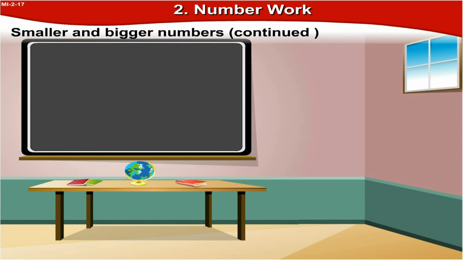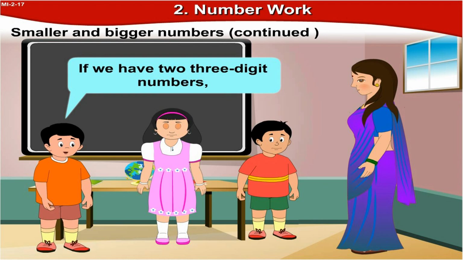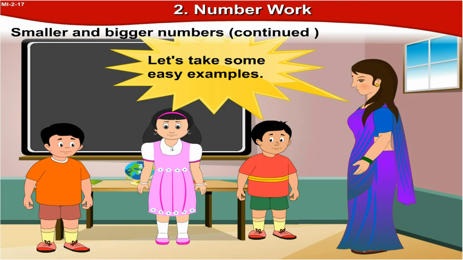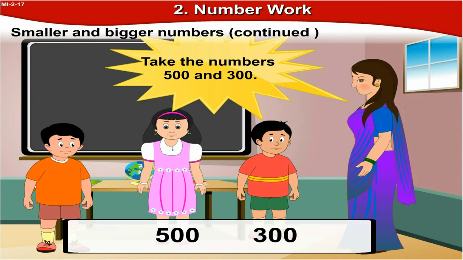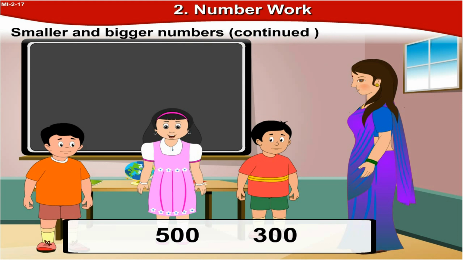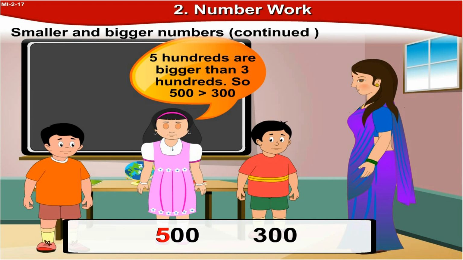Smaller and bigger numbers continued. Tai, tell me, if we have two 3-digit numbers, how do we tell which is bigger and which is smaller? Well, let's take some easy examples. Take the numbers 500 and 300. Which of these is the bigger number? Alright, Salma, you tell me the answer. 500 is bigger than 300. So, 500 is greater than 300. That's right, Salma. Very good.